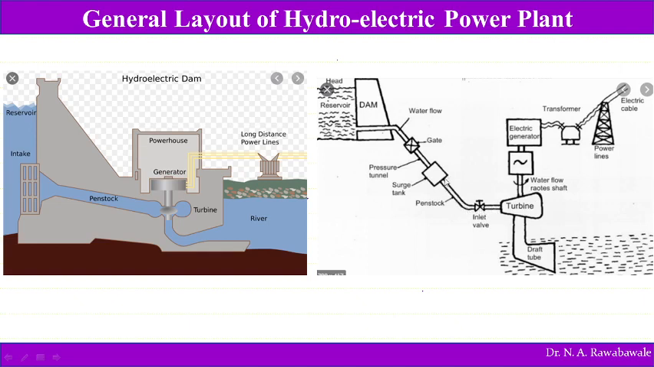So to absorb shocks, surge tanks are provided. When this water comes into the turbine, the turbine blade starts to rotate, and this mechanical energy is supplied to the electric generator. The generator converts this mechanical energy into electrical energy, and this electrical energy is supplied through a transformer to the grid. The water which is passed into the turbine is discharged through the draft tube into the river.